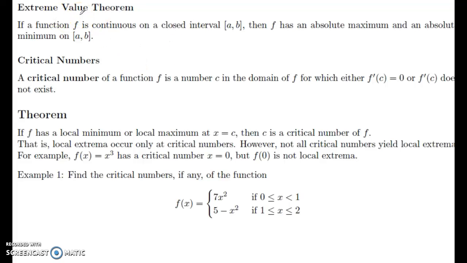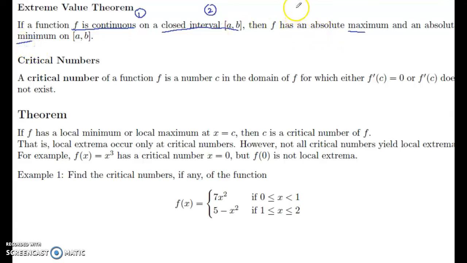Extreme value theorem. If a function f is continuous on a closed interval [a, b], then f has an absolute maximum and an absolute minimum on [a, b]. To understand this theorem, we need to understand the conditions. First, the function needs to be continuous. Second, it needs to be on a closed interval, not an open interval. Then the conclusion is that it will have an absolute max and an absolute min.